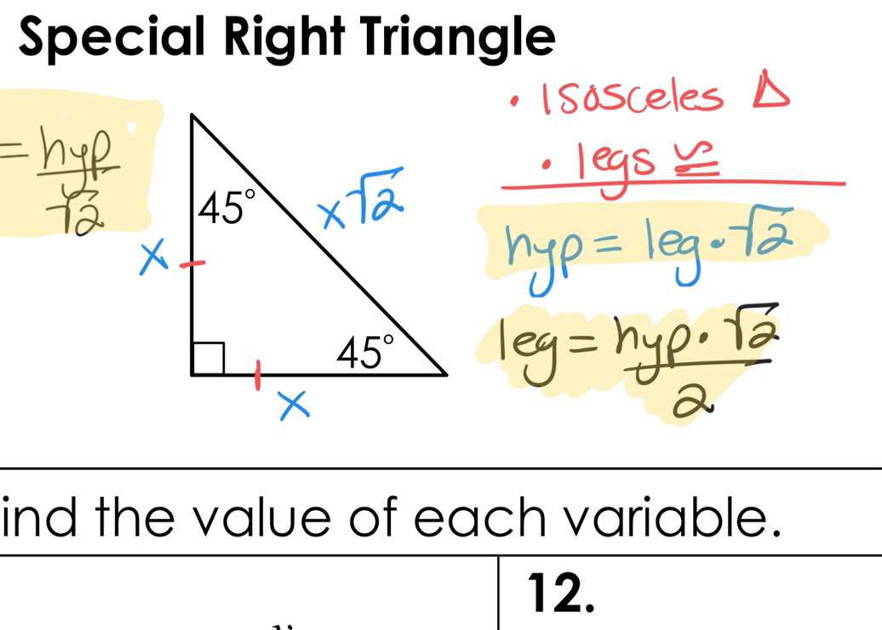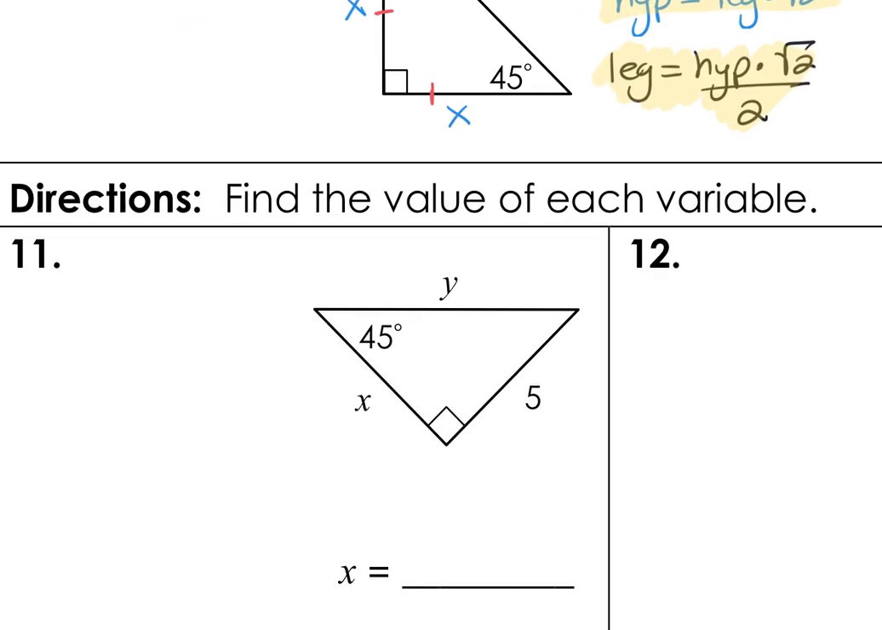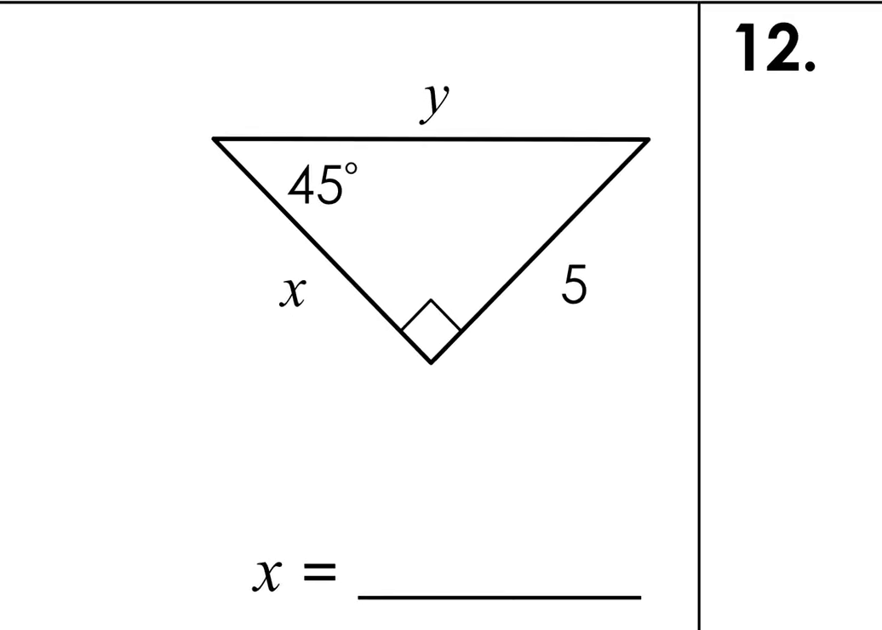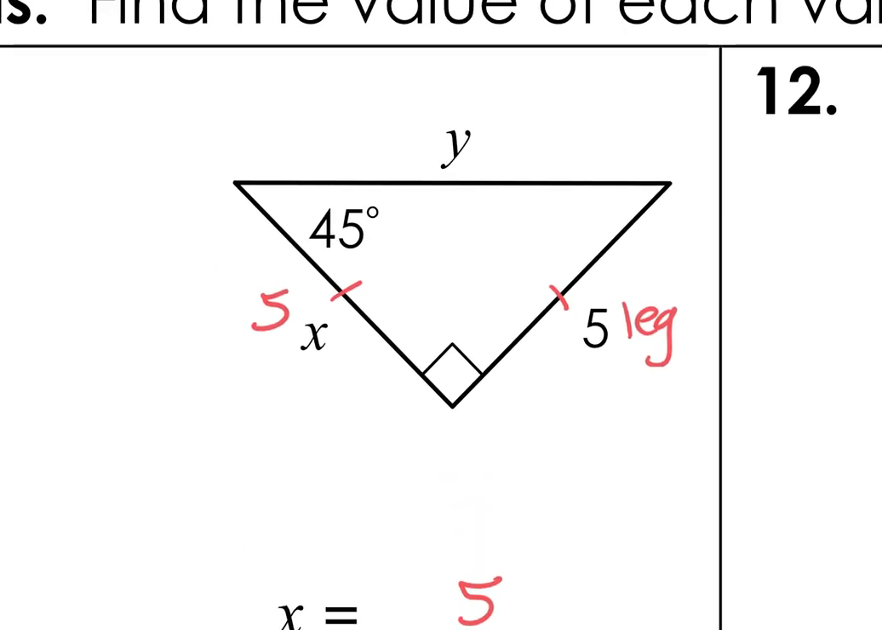All right, let's try our 45, 45, 90s first. We start off so easy on number 11 because they're giving me a leg. That 5 that you see right there, you guys, that is a leg. So this is so easy, you don't even need a calculator. What's x going to be? Yeah, more than one person should have said that. 5. This is an isosceles triangle. My legs are the same. That is very easy. Okay, now hypotenuse, that's the side labeled y. What is that going to be?